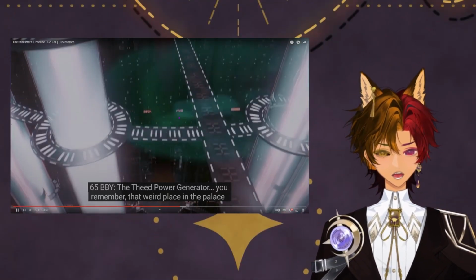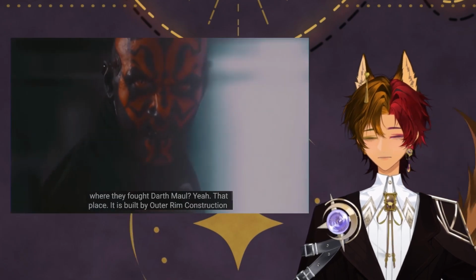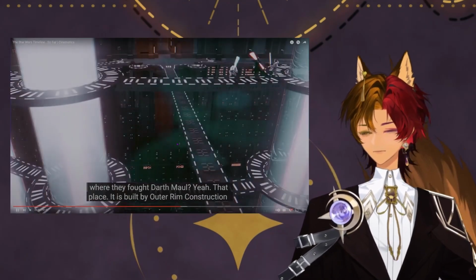65 BBY. The Theed Power Generator. You remember that weird place in the palace where they fought Darth Maul? Yeah, that place. It's built by Outer Rim Construction and Assembly as a joint venture with Damask Holdings.